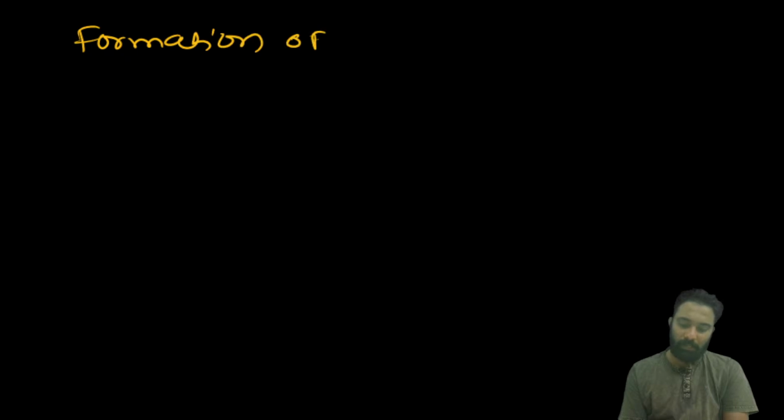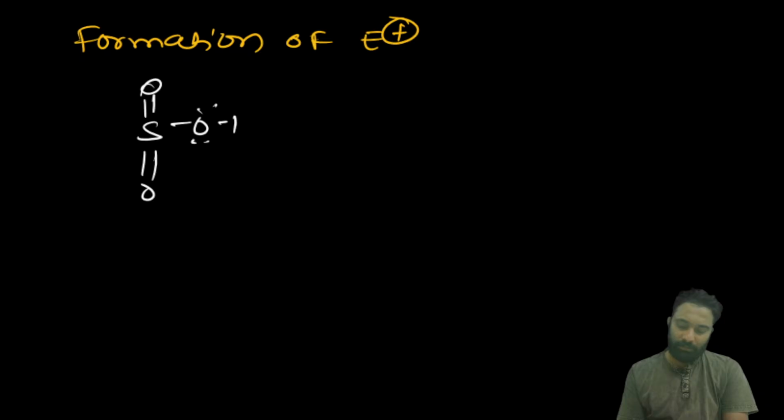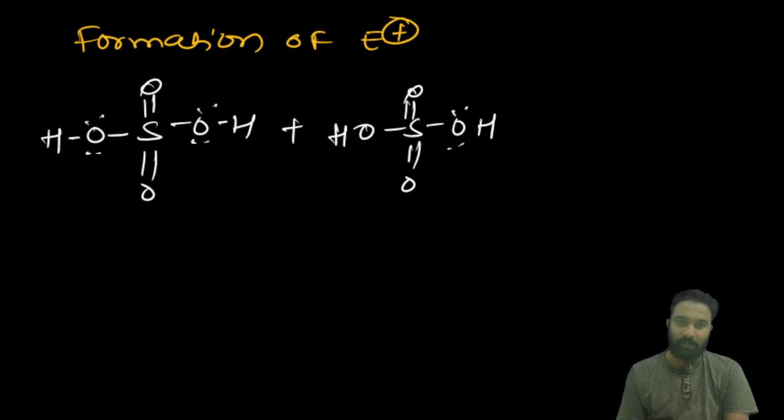Formation of electrophile. In this formation of the electrophile, first plenty of sulfuric acid will be in the reaction. This is sulfuric acid. Clear? Now another mole of the sulfuric acid. From that one sulfuric acid and another mole of the sulfuric acid, this proton will be taken. This proton when it has been absorbed.